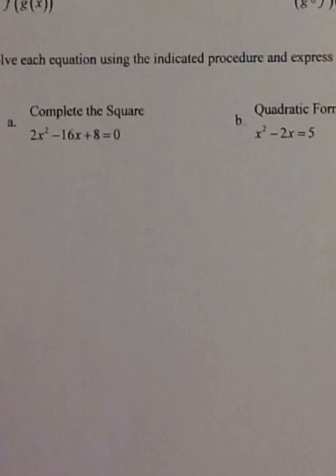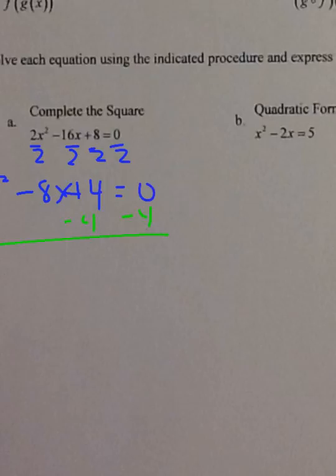Okay, number 10 says to solve the equation using the indicated method and express in simplest radical form. All right, so A is to solve by completing the square. All right, so when we complete the square, remember you have to have a leading coefficient of 1. So I'm going to divide everything by 2. So I get x squared minus 8x plus 4 is equal to 0. Now I'm going to minus 4 on both sides. So I get x squared minus 8x is equal to negative 4.